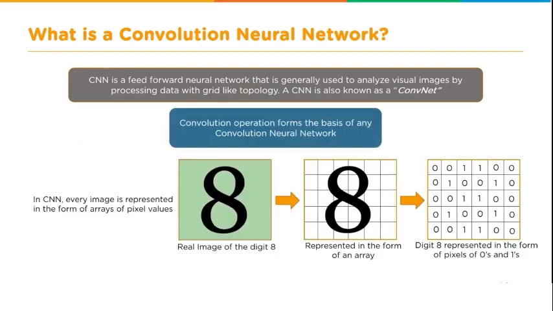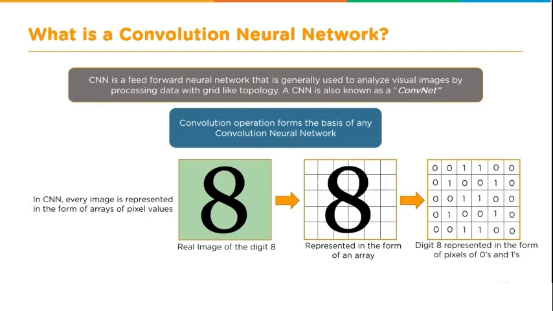What separates the CNN, or the convolutional neural network, from other neural networks is the convolutional operation. It forms the basis of any convolutional neural network. In a CNN, every image is represented in the form of arrays of pixel values. So here we have a real image of the digit 8.